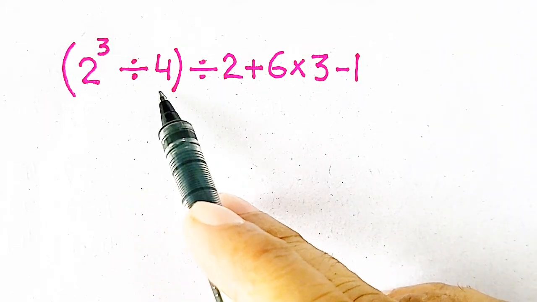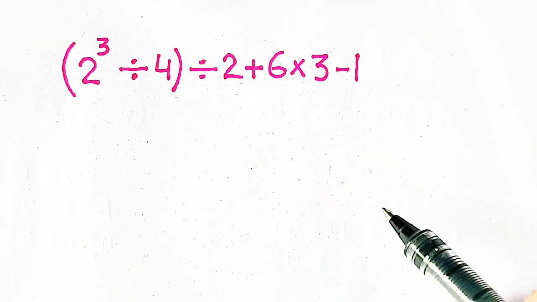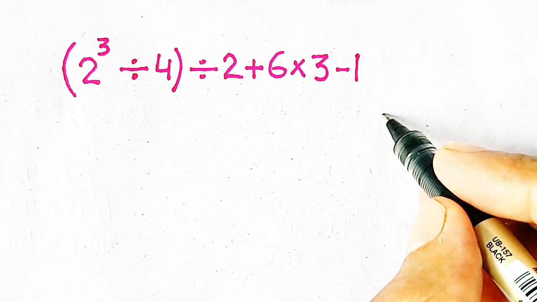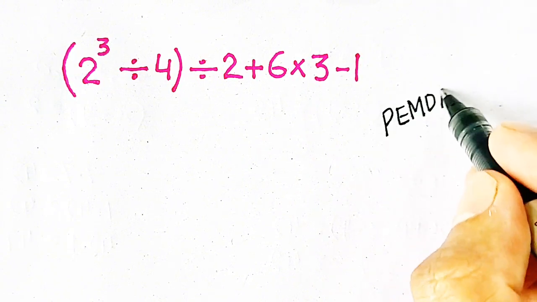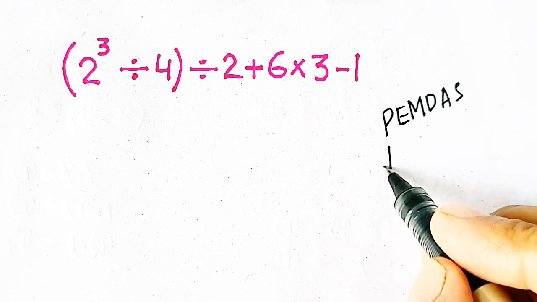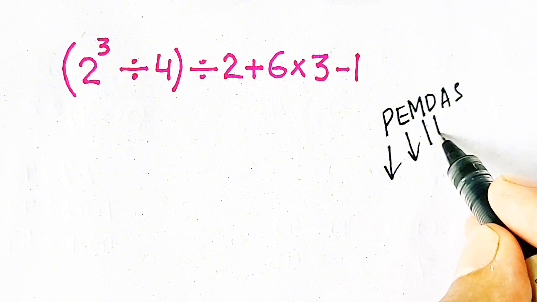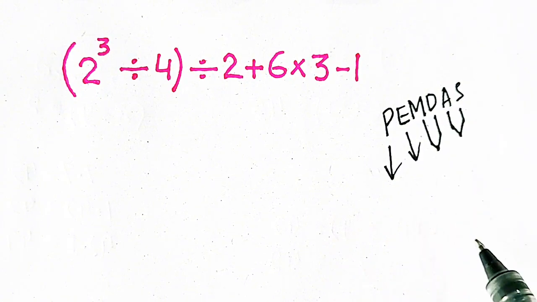2 cubed divided by 4 divided by 2 plus 6 times 3 minus 1. This question can be solved by obeying the PEMDAS rule. Now, what is PEMDAS? Parentheses, exponent, multiplication, division, addition, and subtraction.